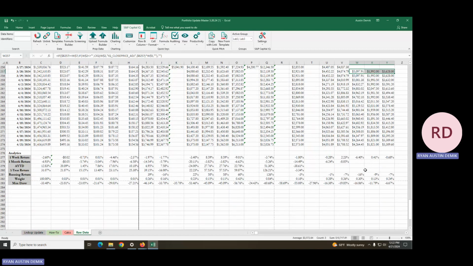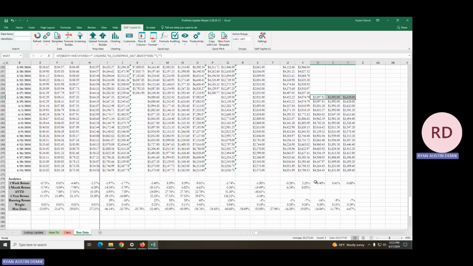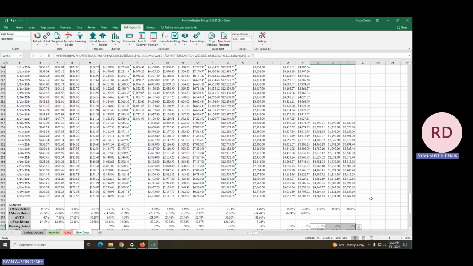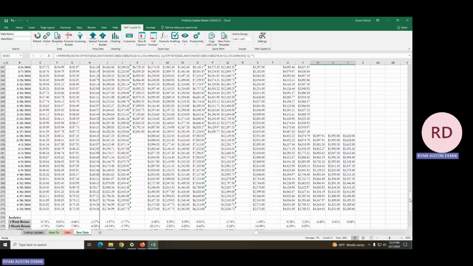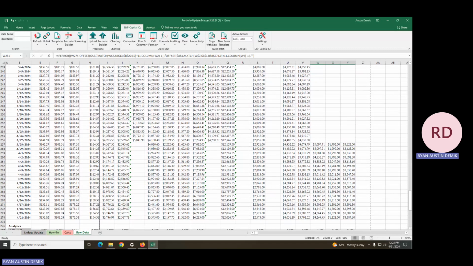The other thing to notice is that these calculations are going to auto-populate for us as well. The longer we hold the position, the more information is going to be available. So you have your 1 week return and your 1 month return. Since it hasn't been a month, we're not going to get the 1 month, but we have a 1 week. We also have all of our other information, our running returns, our weights of the overall fund, and our max drawdown for each of these. So that essentially is how you update the raw data tab.